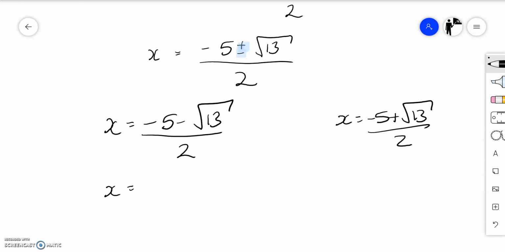And then this is just a case of putting this into your calculator. So we've got minus 5 minus root 13 over 2, and that's minus 4.307.